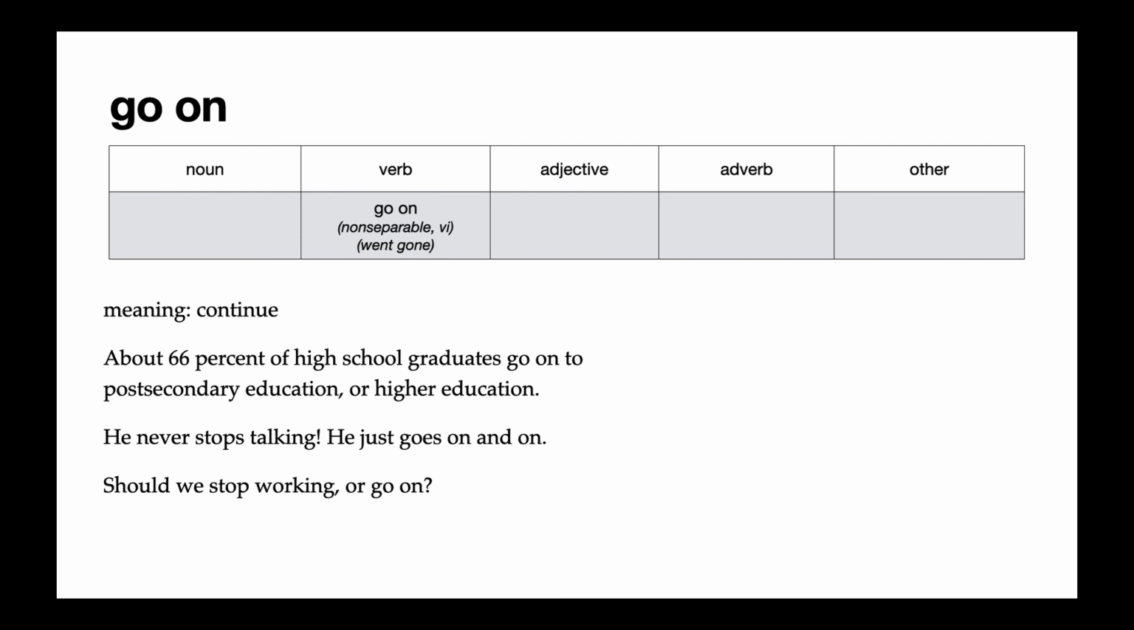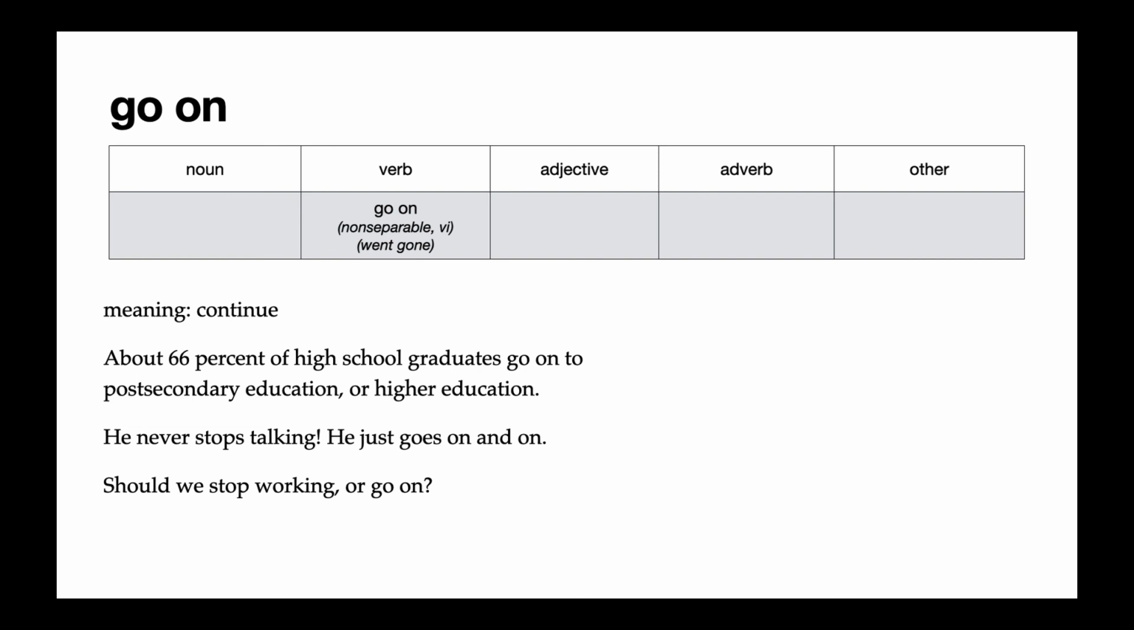And finally, we have the phrasal verb go on. Go on means to continue. In the reading, we said about 66% of high school graduates go on to post-secondary education or higher education. That means when they're done with high school, they continue their education.